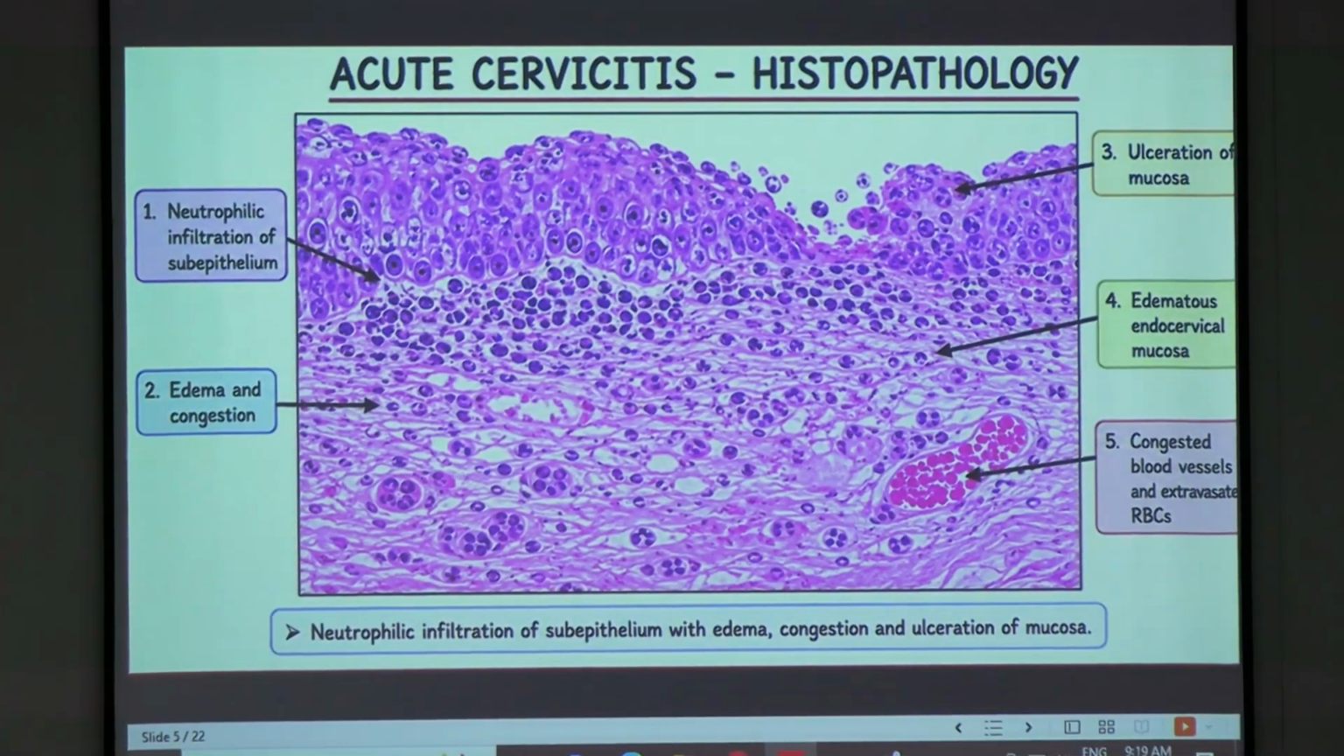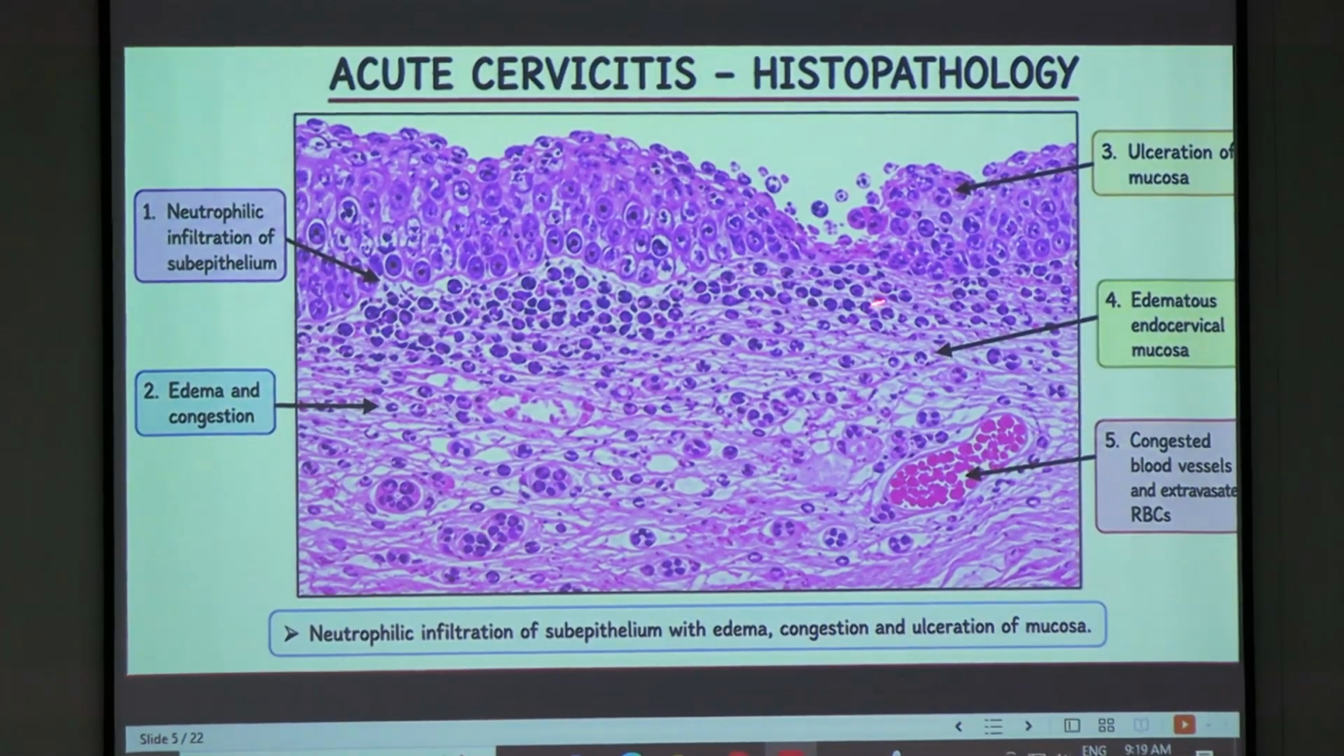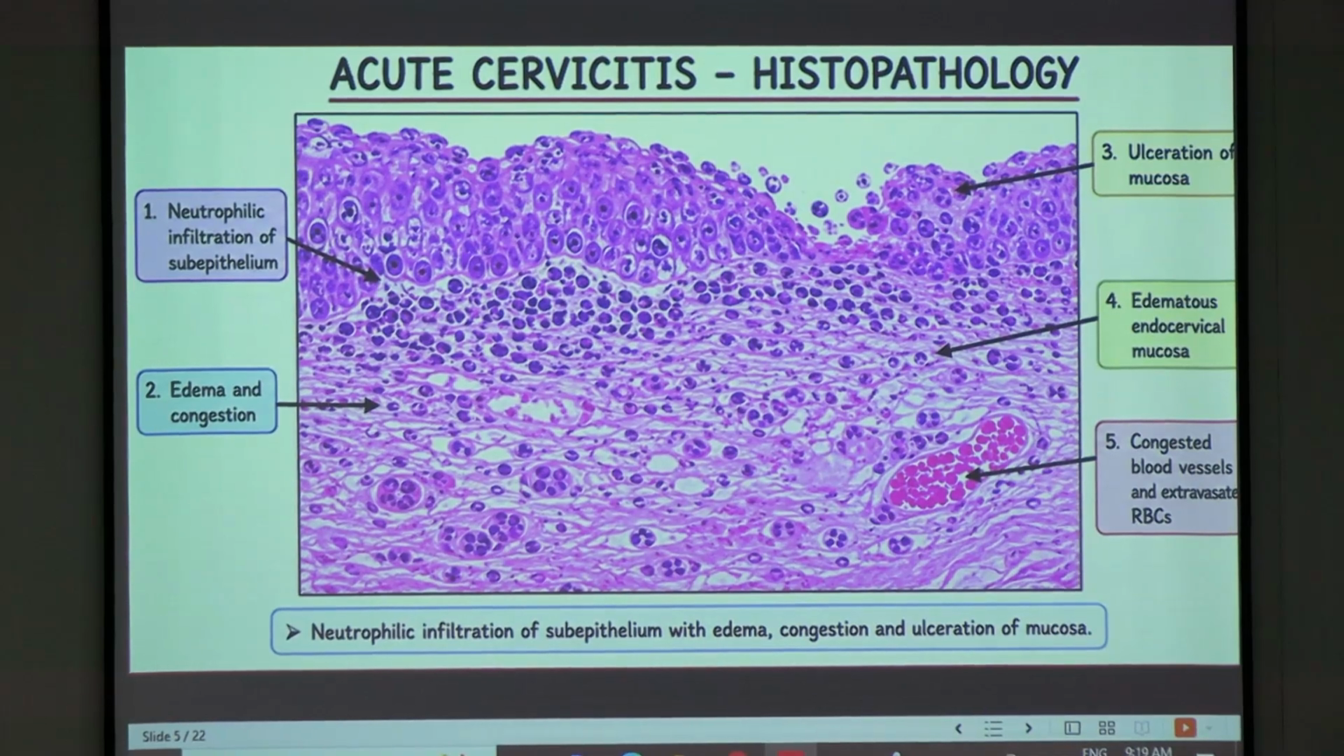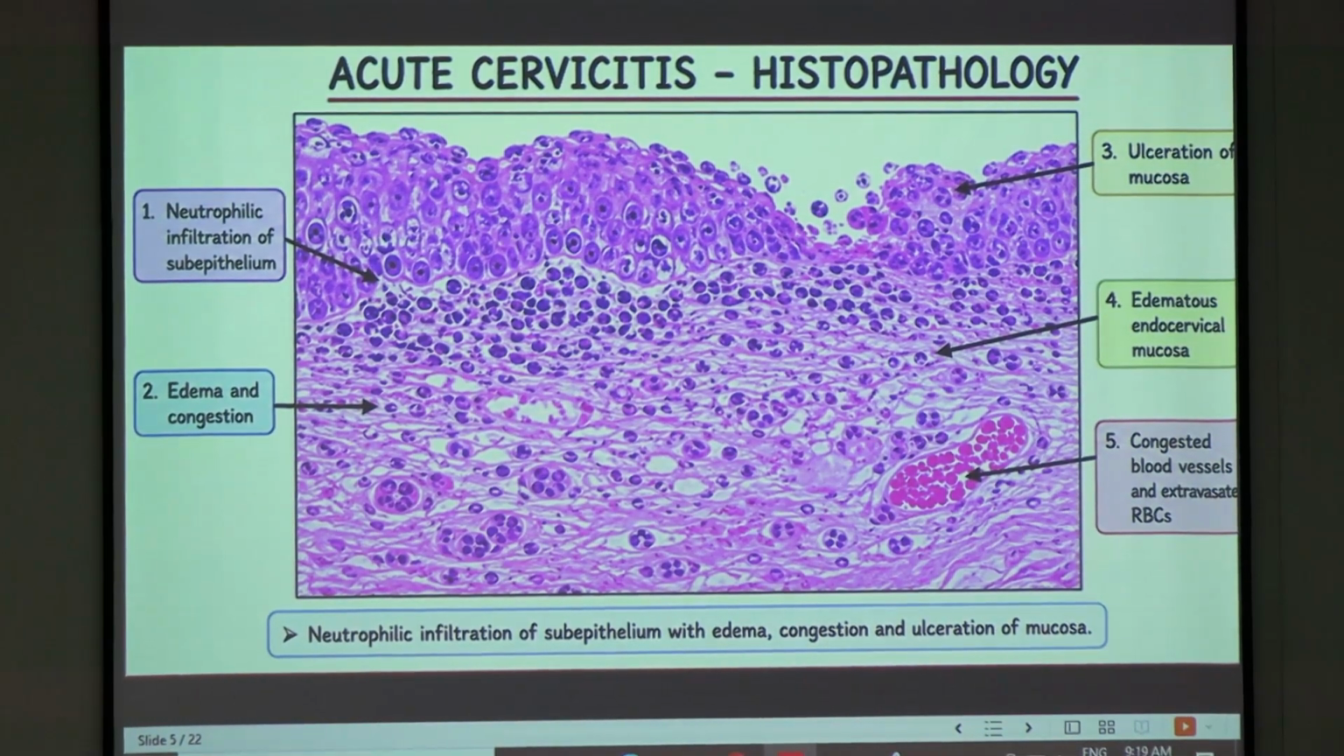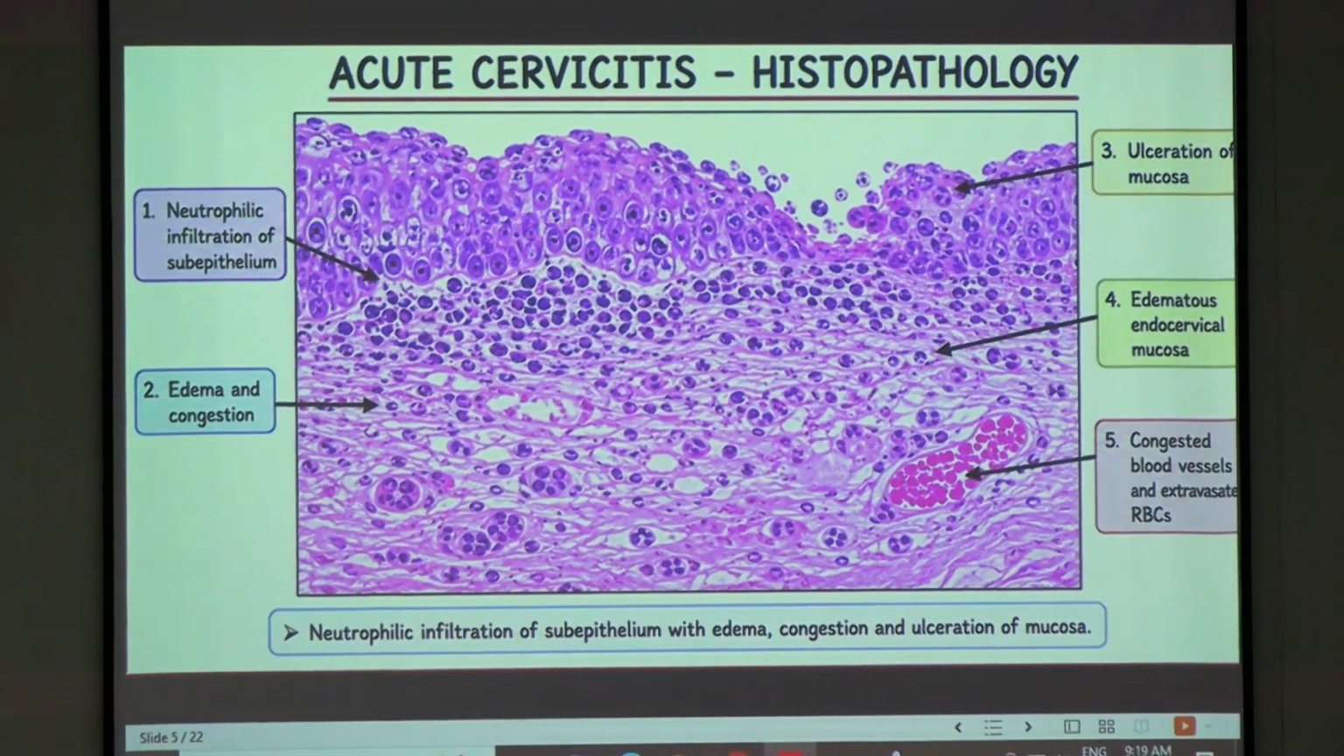See the image under this epithelium. The cells you are seeing now, all of them are neutrophils. So there will be dense neutrophilic infiltration here. That is why it is acute cervicitis.